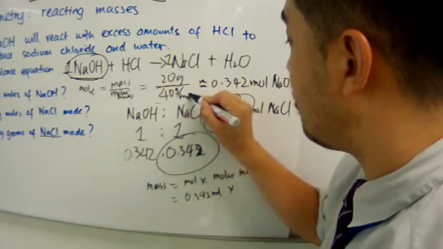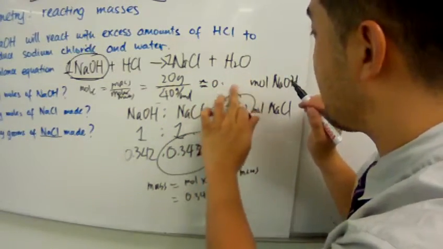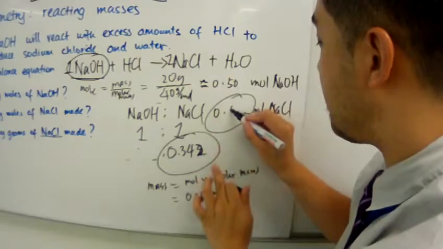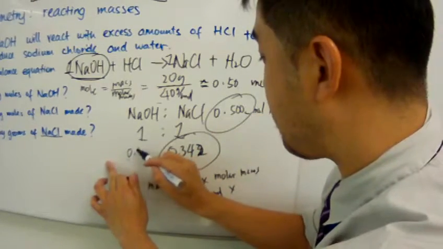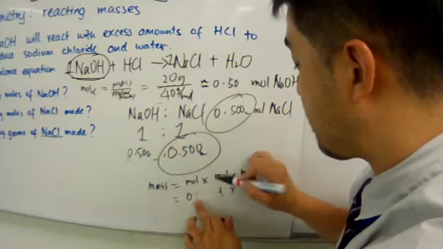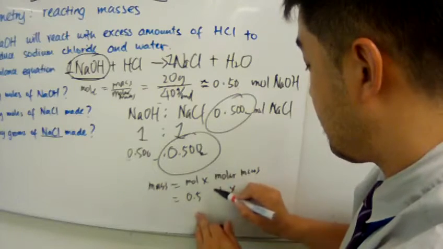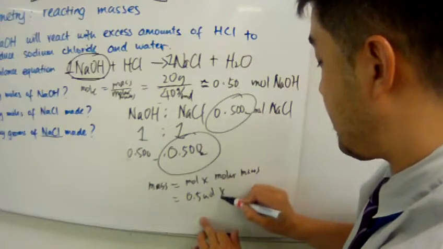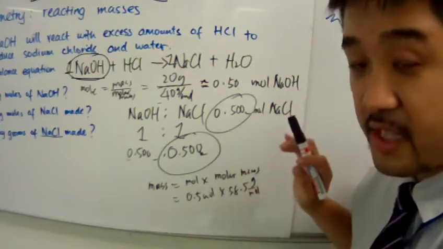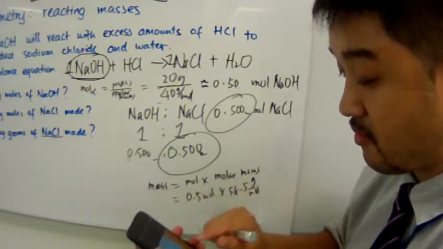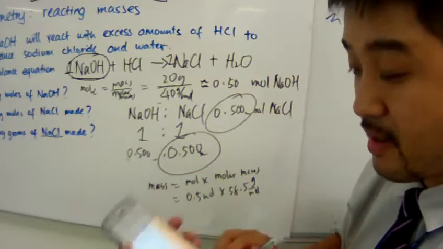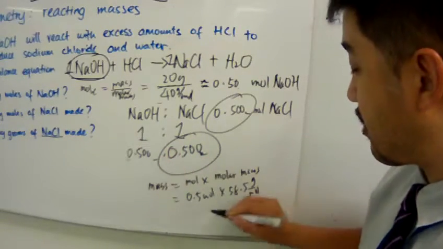The molar mass of sodium hydroxide is 40 grams per mole, and what a nice relationship, it gives 0.5. So let's change everything here to 0.5. I should have 0.5 moles of sodium chloride made, and that should be multiplied by the molar mass of sodium chloride, which is 58.5. Multiplied by 0.5, that gives me 29.25 grams.